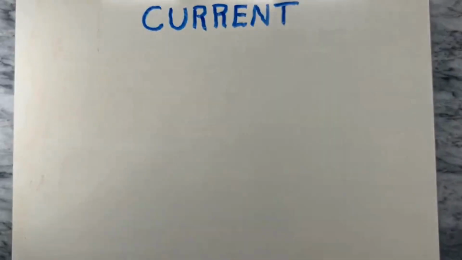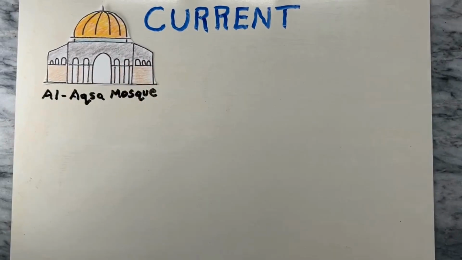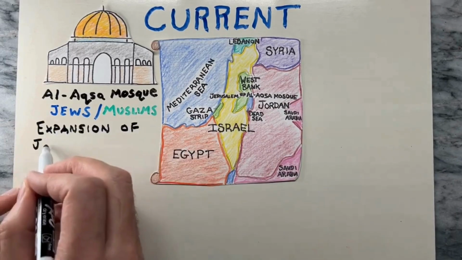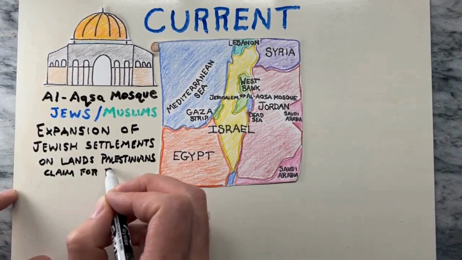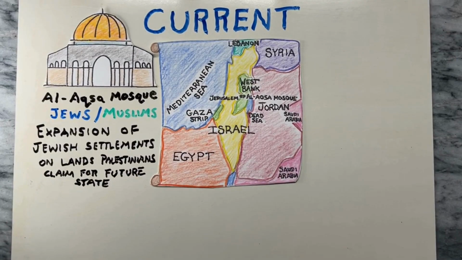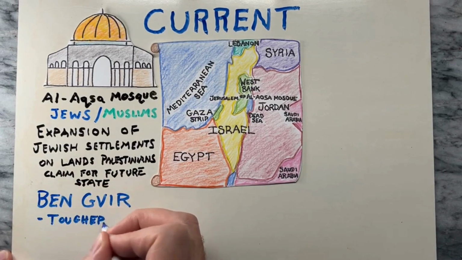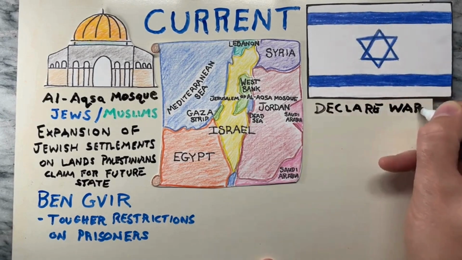So what's happening now? Hamas officials cited long-simmering tensions, including a dispute over the sensitive Al-Aqsa Mosque, sacred to both Muslims and Jews, that led to the surprise attack out of Gaza. Hamas also has cited the expansion of Jewish settlements on lands Palestinians claim for a future state, and Ben-Gvir, an Israeli religious nationalist's, efforts to toughen restrictions on Palestinian prisoners in Israel. This attack by Hamas resulted in the Israeli government declaring war.